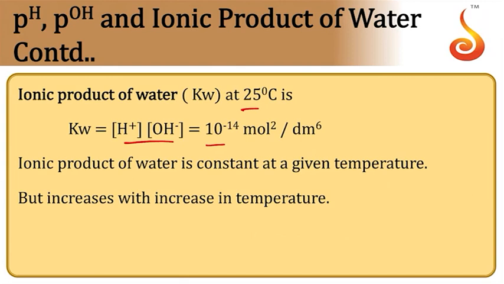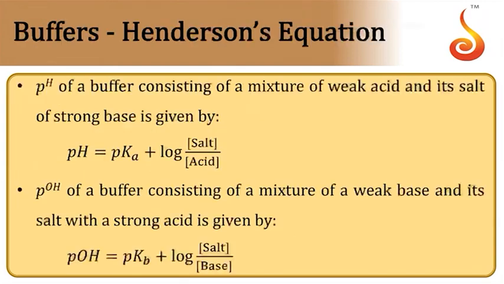And it decreases if we decrease the temperature. It depends upon temperature. The product of H plus and OH minus of water itself, or any aqueous solution itself, is called the ionic product of water.